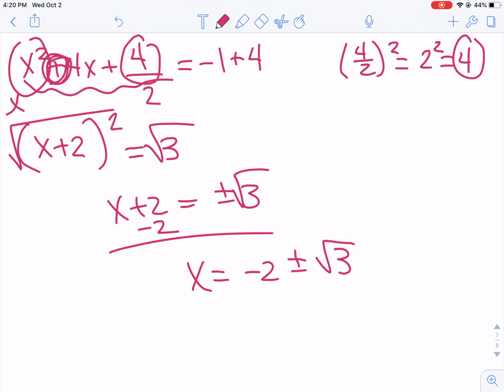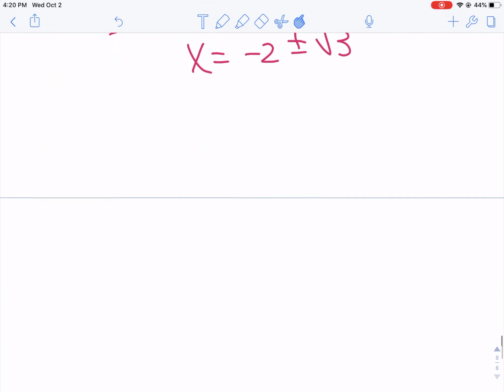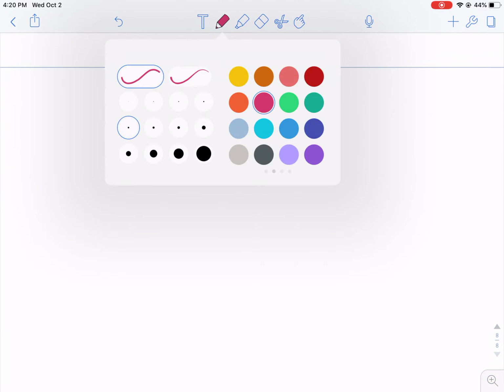And that is it. Okay, we're going to do another one like that because that was kind of nutso. All right, I don't really like that pink color. I'm kind of over it.